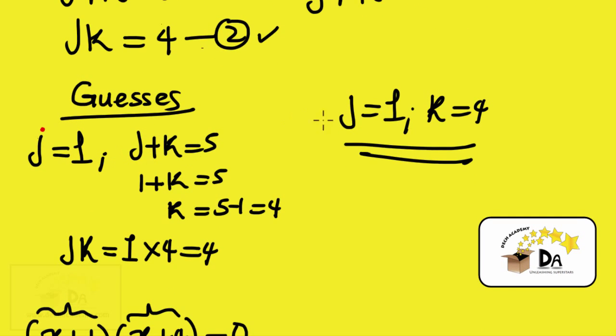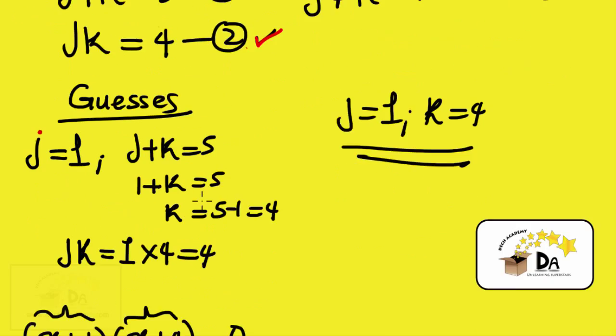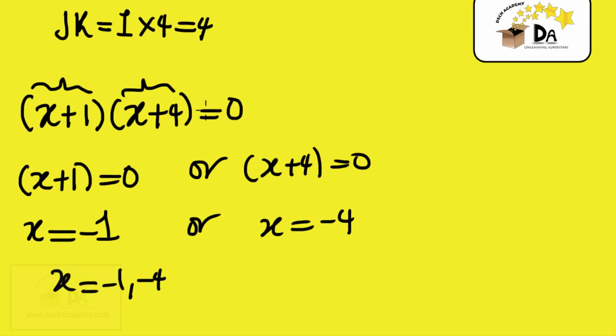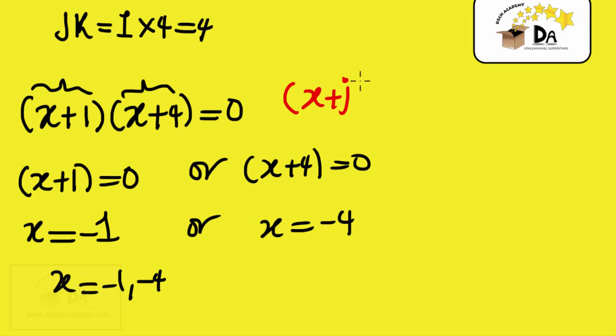And we tested our first guess, which is J equals 1 and K equals 4, with the second equation. And when we tested it, we found out that, in fact, equation 2 was also satisfied because J, which is 1, times K, which is 4, gave 4, as required by equation 2, which meant that J is actually 1 and K is actually 4. So we wrote our original equation in this form, which is the x plus J times x plus K form.